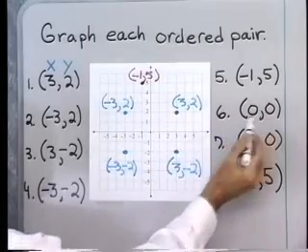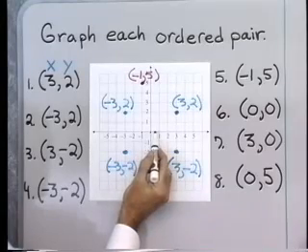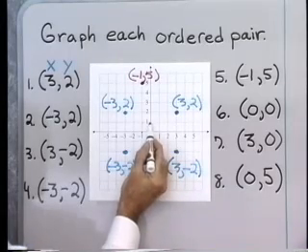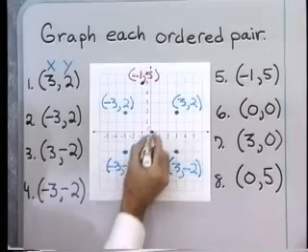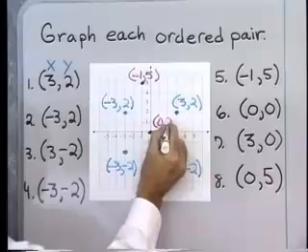The next point, 0, 0. I start at the origin, I move 0 units forward or back, and then I move 0 units up or down. That means I stay right where I am. And that's the point whose coordinates are 0, 0.